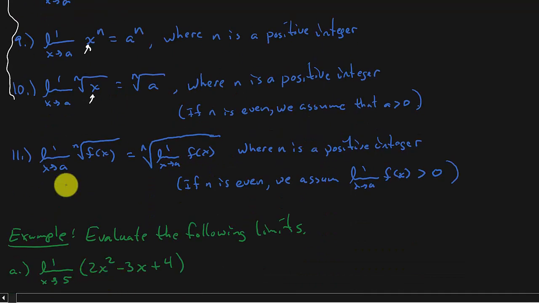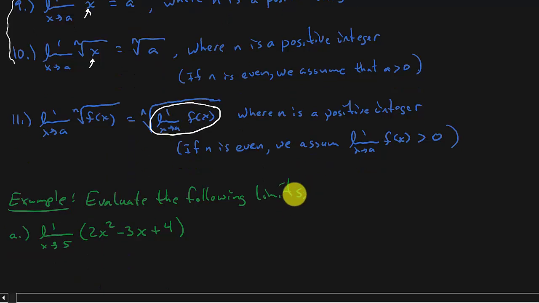And then this one's similar. If we're taking the limit of the nth root of the function, then we can take the limit of the function and then do the nth root of it, where n is a positive number. And if n is even, we assume that this limit right here is positive, because otherwise we would have a negative number under a square root or a fourth root, and once again we can't do that.